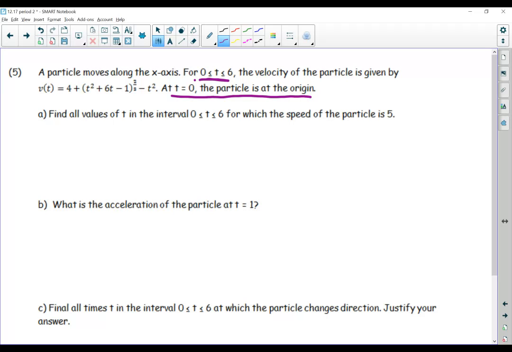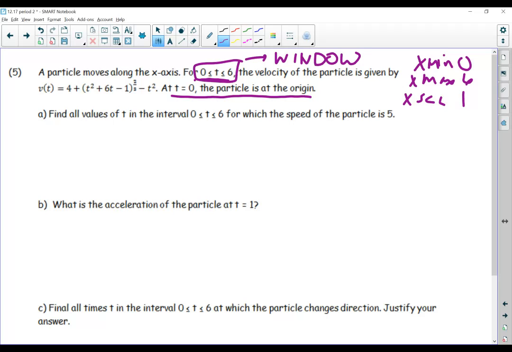Now, the other thing, before you hit graph, it does give you a domain. Set your window. Set the scale on your window. So your x min should be 0, your x max should be 6, your x scale should just be 1. Then hit graph and make sure that you can see the whole picture. You might have to play around with the heights a little bit, but you just want to make sure that your window is the same as their window so that you don't look outside of it.